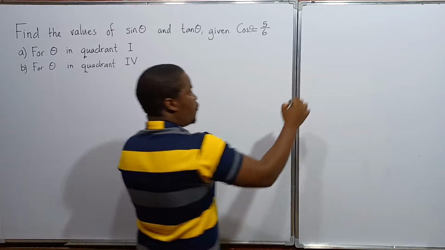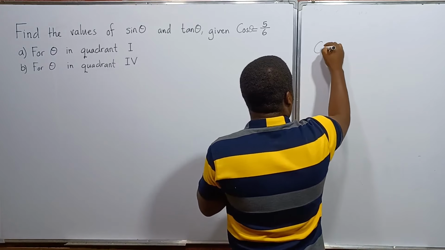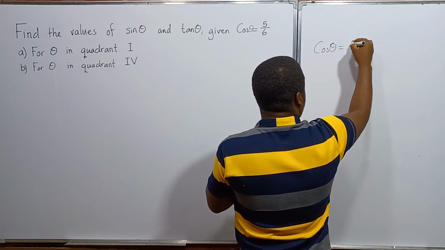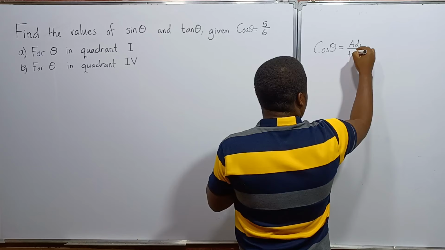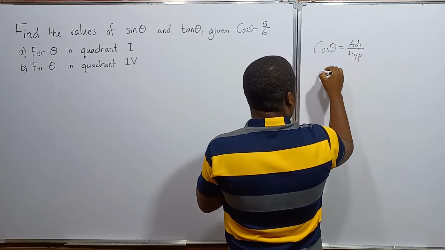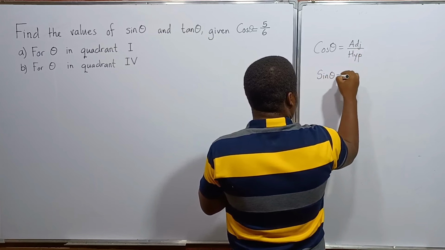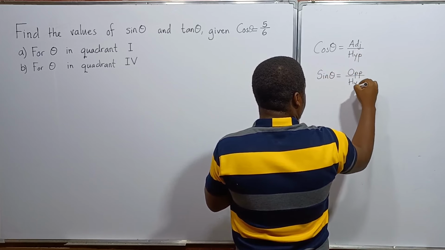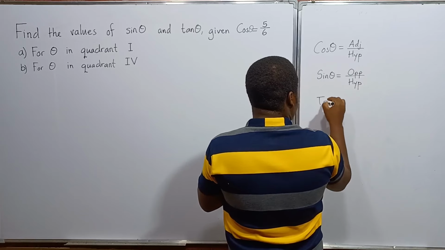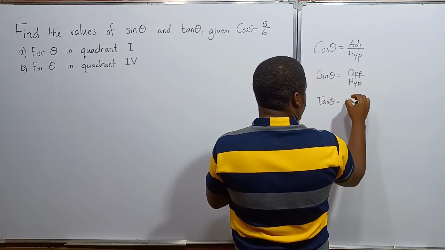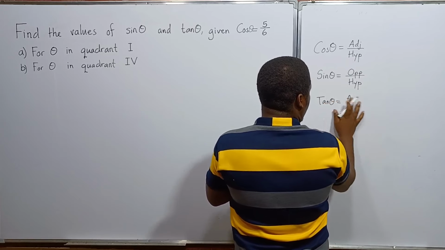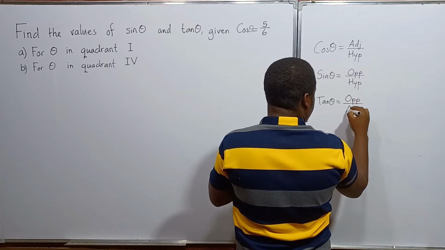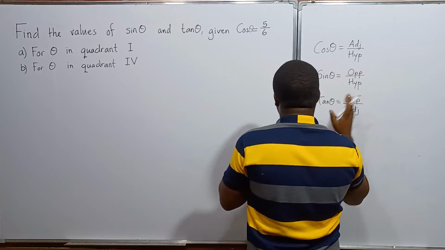So first of all, we know that cos theta is equal to the adjacent over the hypotenuse. Also, sine theta is equal to the opposite over the hypotenuse. And lastly, tan theta is equal to the opposite over the adjacent. Okay, so this we know.